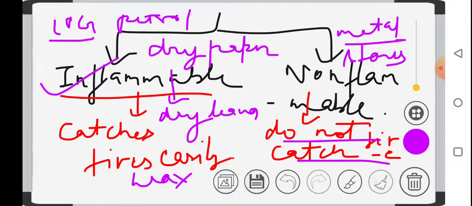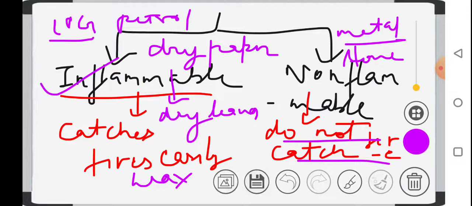If you hold stone on the fire, what happens? Stone will also not catch fire easily. Bricks, water, alloys. What are alloys? Alloys are those substances which are made up of a mixture of different metals.